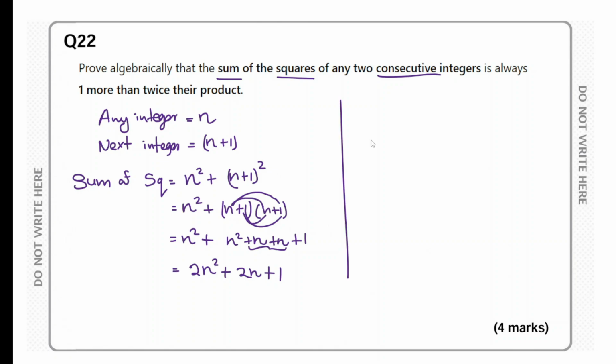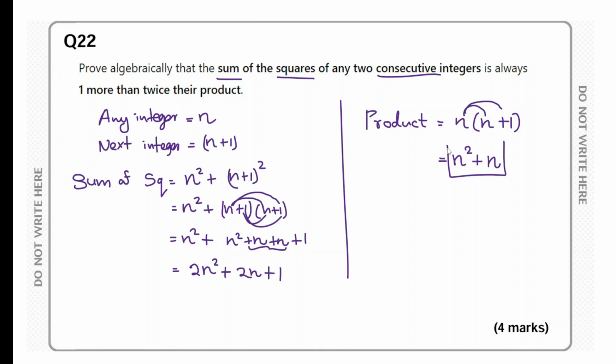So let's get the product of them. Product means you multiply them. It is n bracket n add 1. Simplify this, that is n squared add n. n times n squared, n times 1.